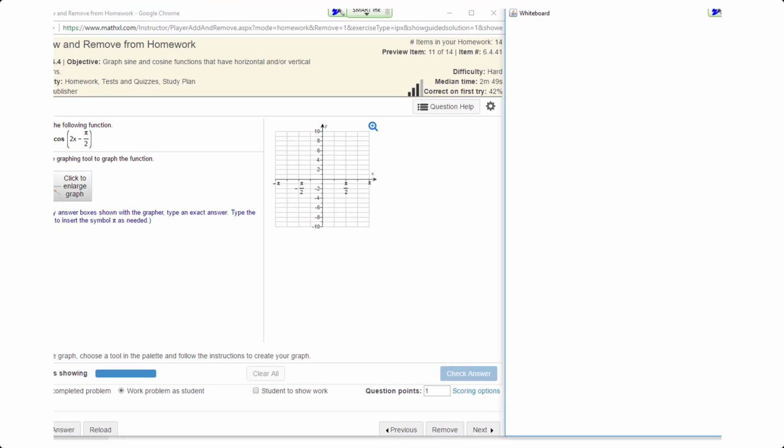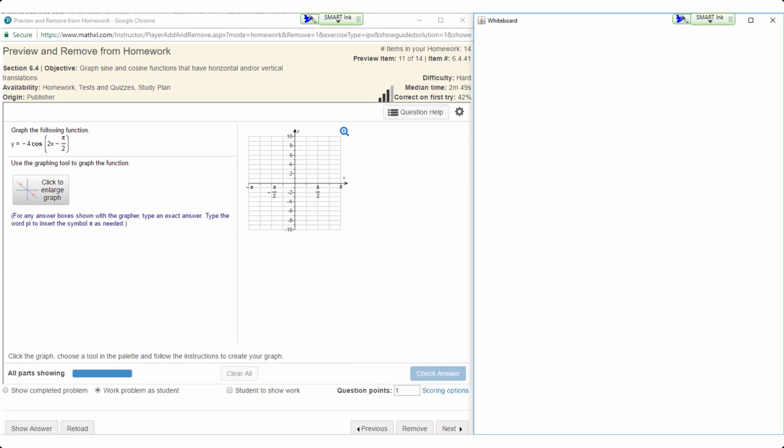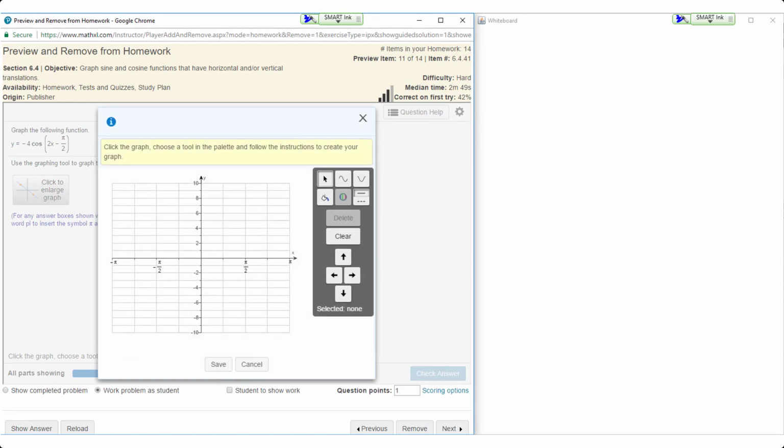So now I'd like to show you how to graph these functions in your homework system. I've pulled up a problem which has given me y equals negative 4 cosine of the quantity 2x minus pi over 2. And it's given me a graph that's already scaled a little bit in order to put my graph here. So let me click to enlarge that so we can see it a little bit better.